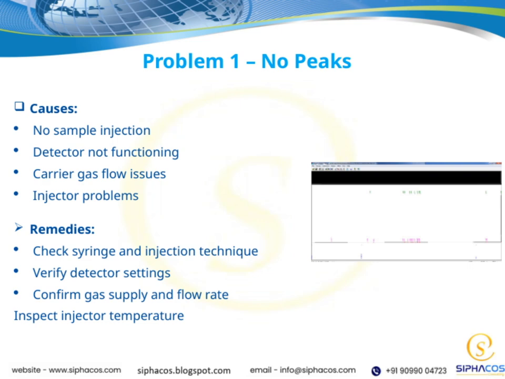To address this, we want to start by checking our syringe and making sure we're using the correct injection technique. It's also important to verify that the detector settings are properly configured and functioning. Additionally, confirming that the gas supply is steady and the flow rate is correct can prevent many issues. Lastly, inspecting the injector temperature to ensure it's at the right level can make a big difference. By systematically going through these potential causes and remedies, we can troubleshoot effectively and get our peaks to appear as expected. This is a fundamental step in ensuring accurate and reliable results in our analysis.